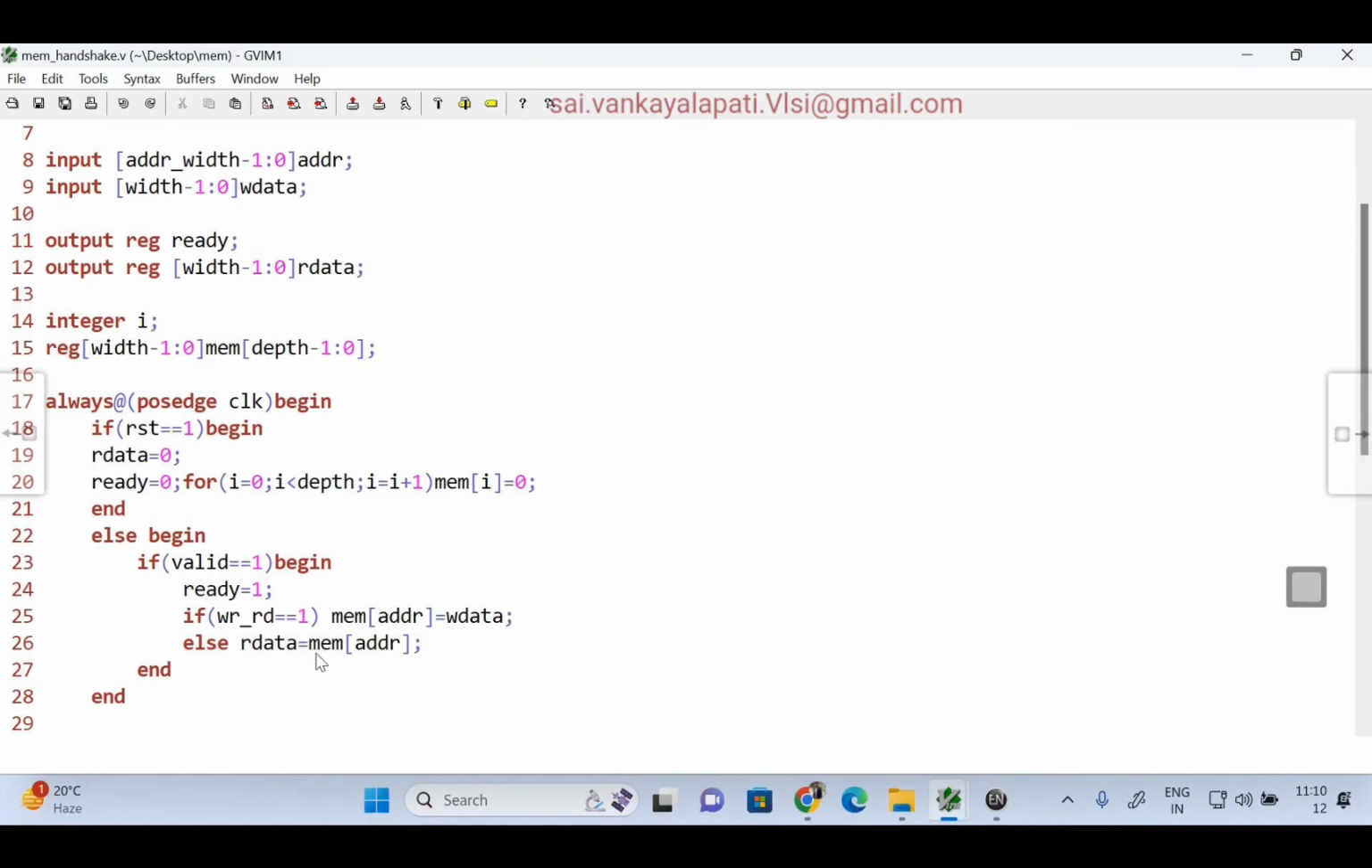Do you understand this? If reset is equal to 1, all the memory locations we are keeping 0. If valid is equal to 1 and ready is equal to 1, we are checking the condition. If read write is equal to 1, we are writing the data. If read write is equal to 0, we are reading the data.